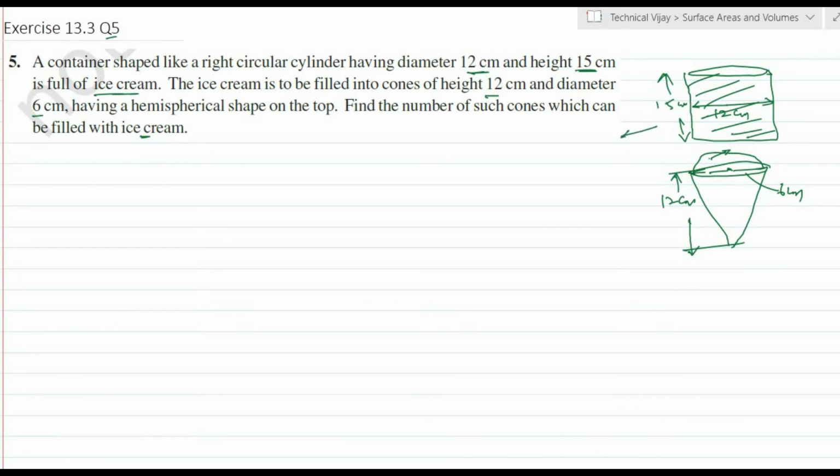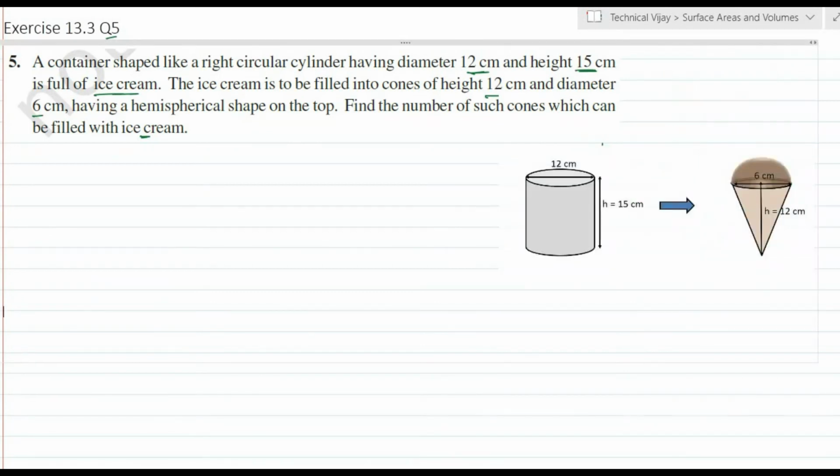So this volume we have to find out, and this volume is equal to the number of cones into the volume of one cone. That we have to equate. So first we have to calculate the volume of this cylinder, and after that the volume of one cone. Then this volume is equal to x number of cones times the volume of this one. So I will put a neat diagram here. This is a cylinder full of ice cream. This volume you have to calculate, and after that the volume of this also. This volume is equal to x into this volume, so that we get x, the number of cones.